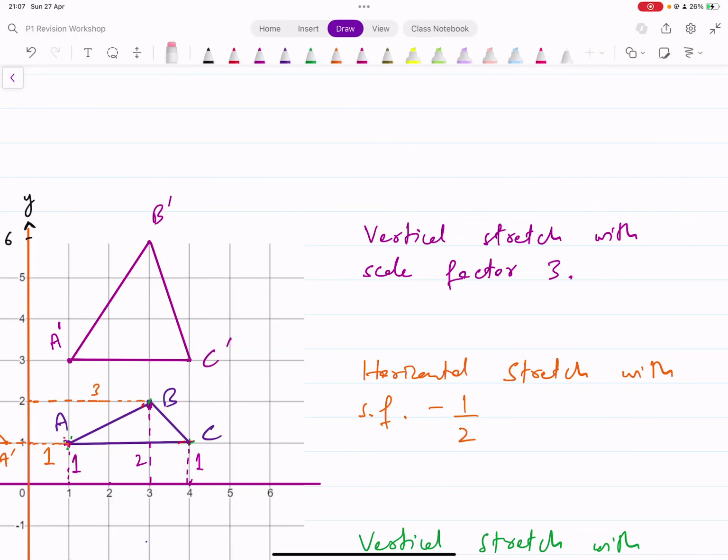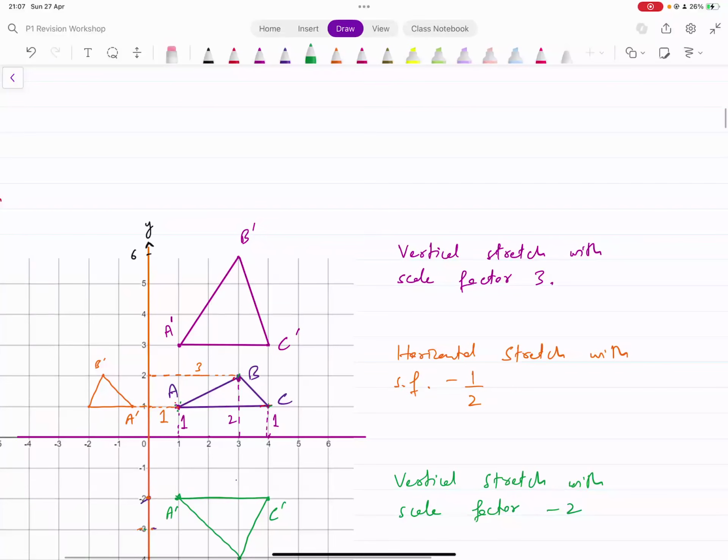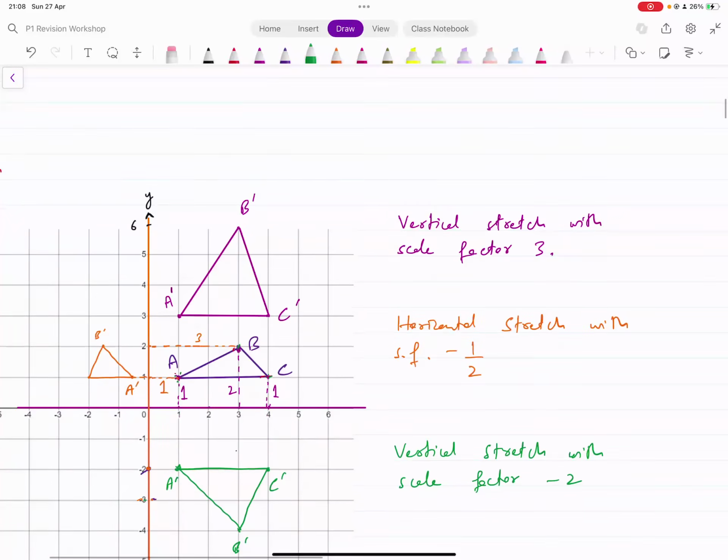For B, the distance was 2 units from the x-axis. After transformation, it becomes 2 times 3, and that becomes 6 units. That's a vertical stretch, when the y coordinates get multiplied by the scale factor. If it's a scale factor of 3, then whatever was the y coordinate before gets multiplied by the scale factor. You can have a horizontal stretch as well.